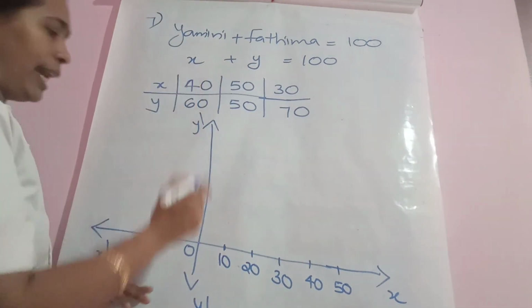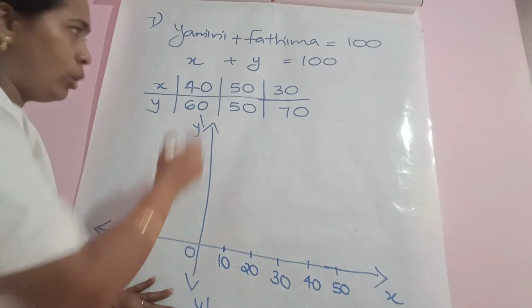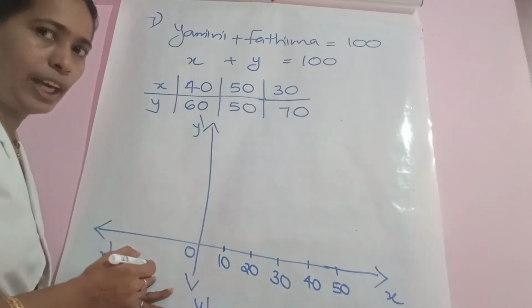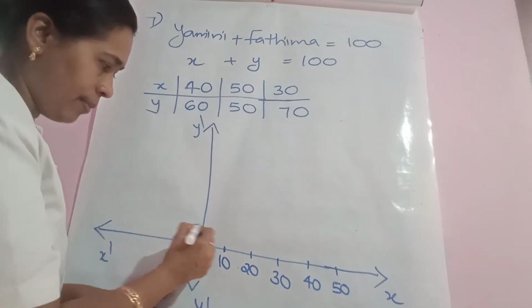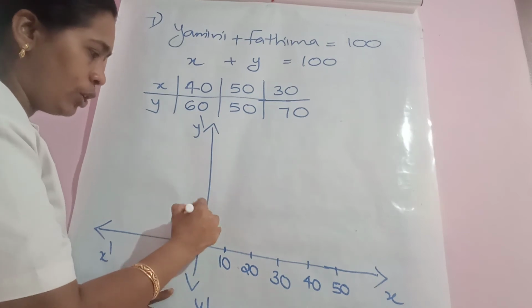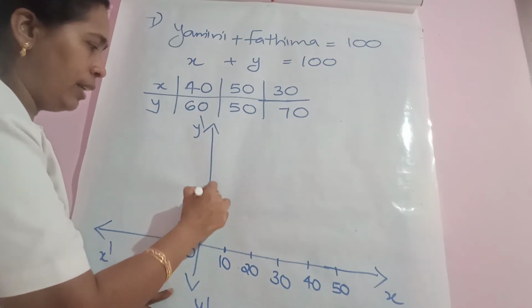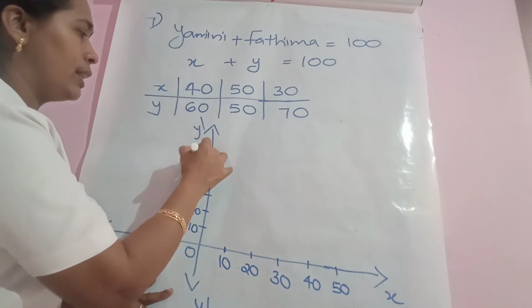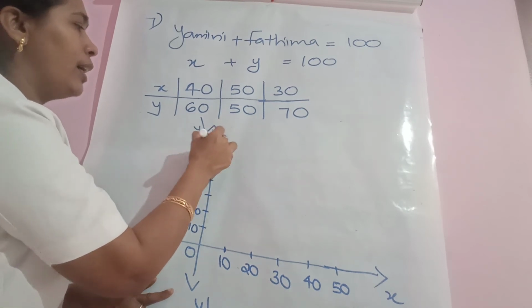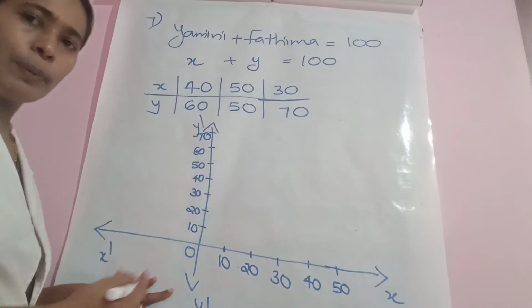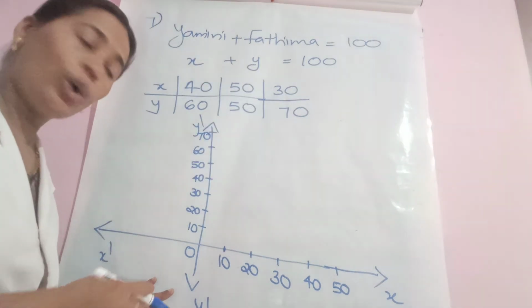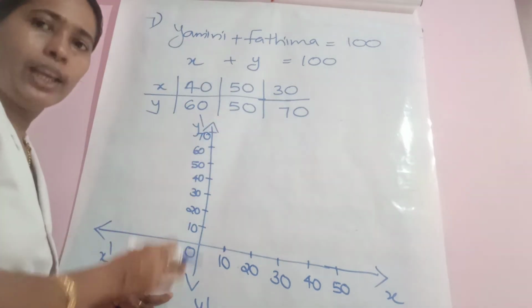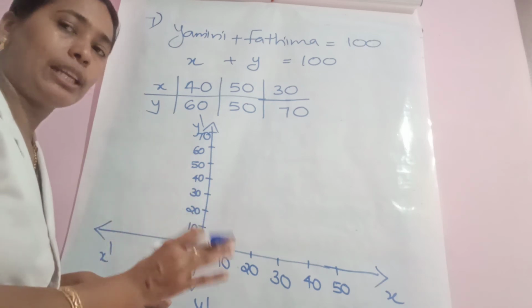Similarly, along the y-axis also, we need up to 60, 70. So let us move like this: 10, 20, 30, 40, 50, 60, 70. See, in your notebook you have enough space, and you have a scale and pencil. So don't try to adjust with the same. You have to keep the correct 1 centimeter in your scale itself.